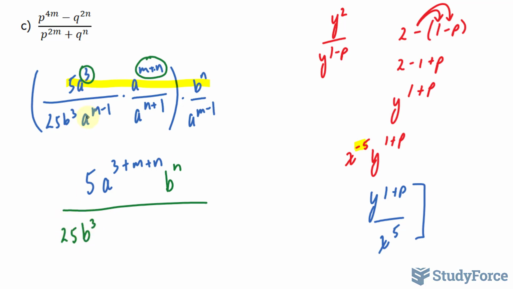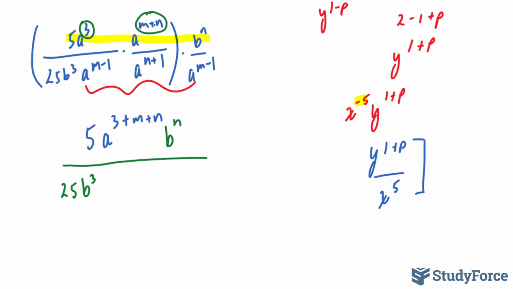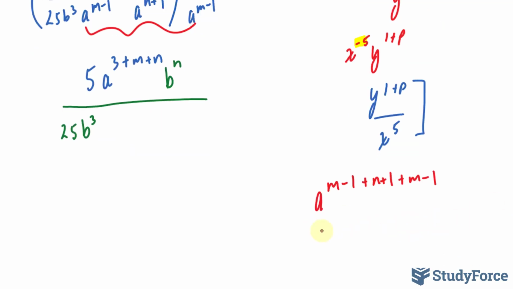25b to the power of 3. And to give you the answer for these, I'll do my work on the side. We have a to the power of m minus 1 times a with different exponents. So we'll be using the product rule by adding the exponents: m plus m is 2m, minus 1 plus 1 goes away. We still have this minus 1 though, and we still have this n. So plus n minus 1.